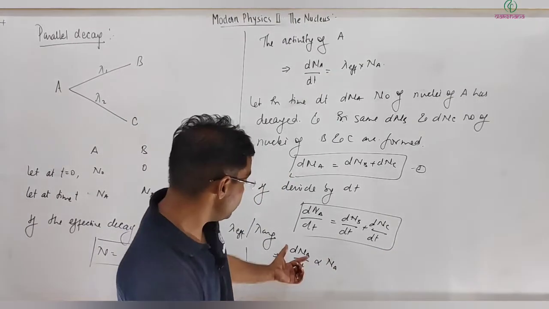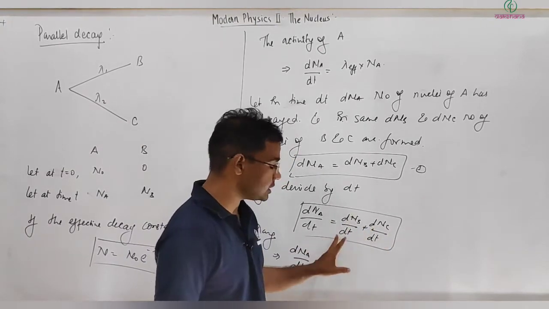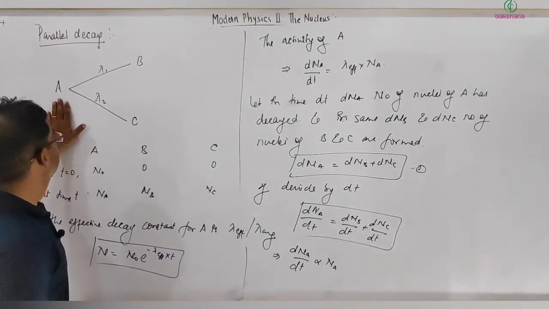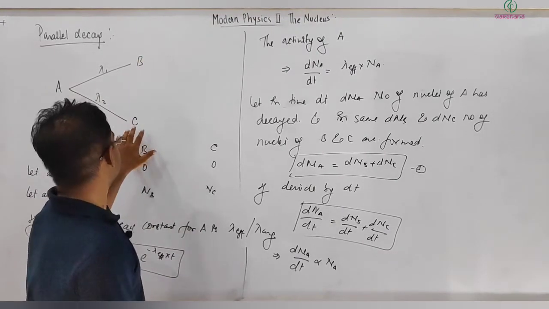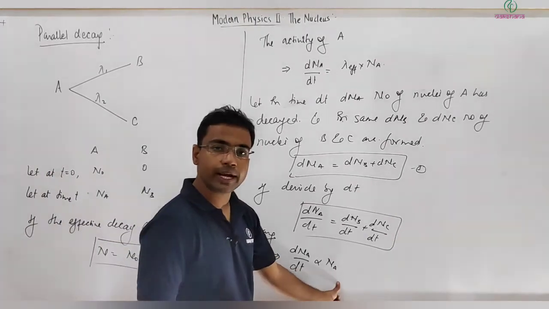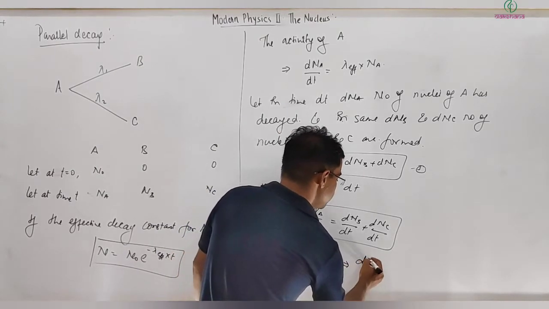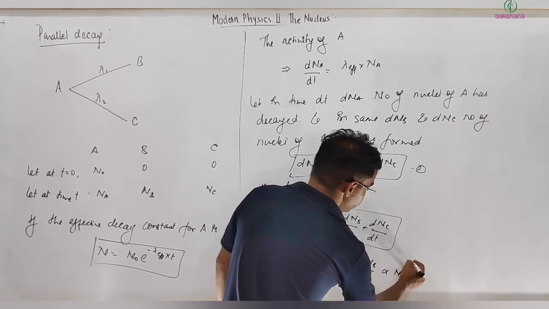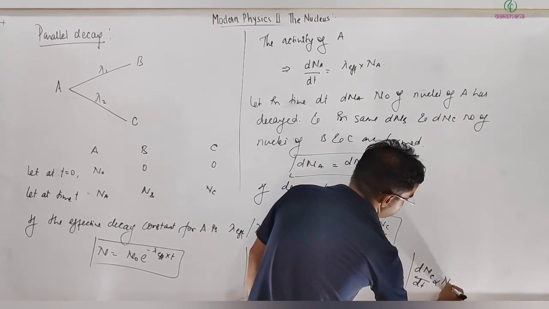Clear? Out of this, I can write that this will also be proportional to this, because if the total number of nuclei of A is higher, definitely the formation rate for B will be higher, and for C also it will be higher. So this implies dNB/dt will also be proportional to Na, and dNC/dt is also proportional to Na.